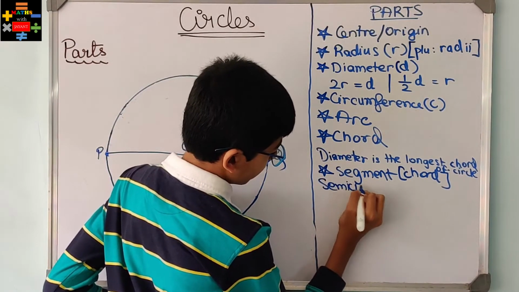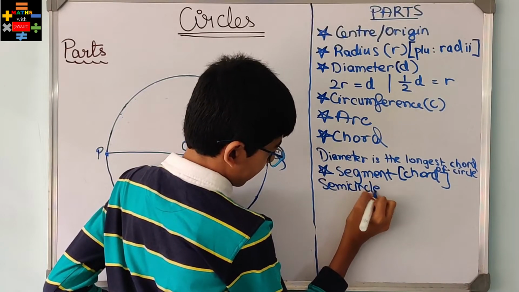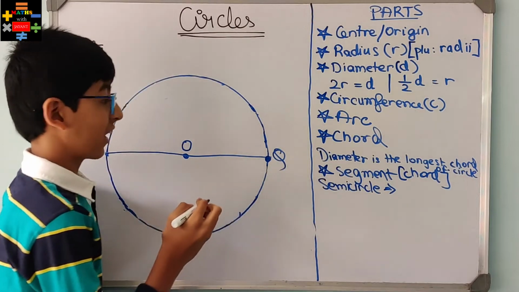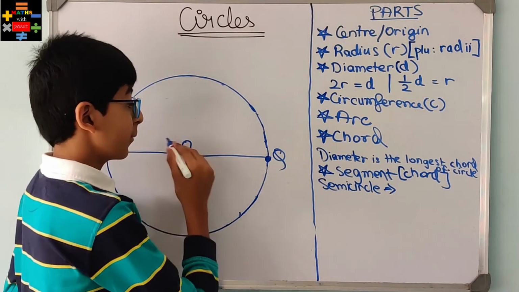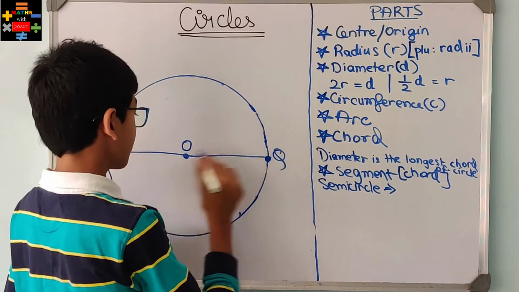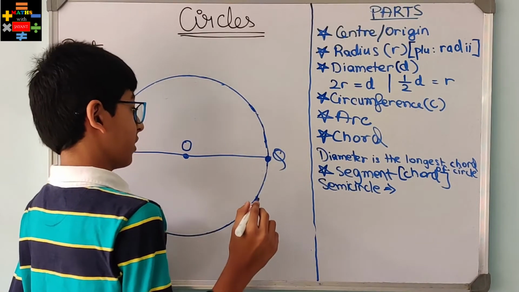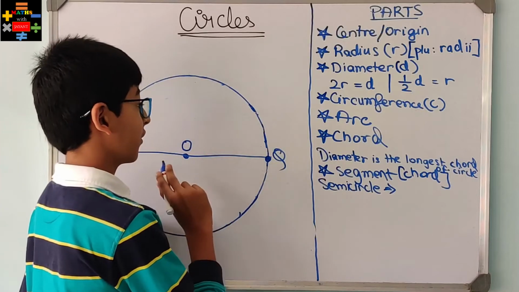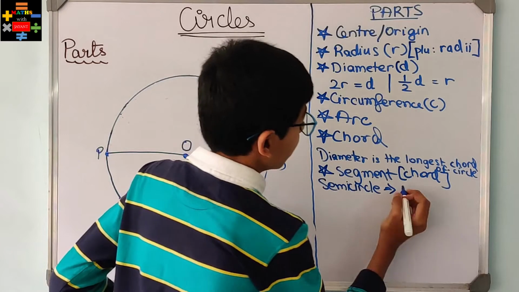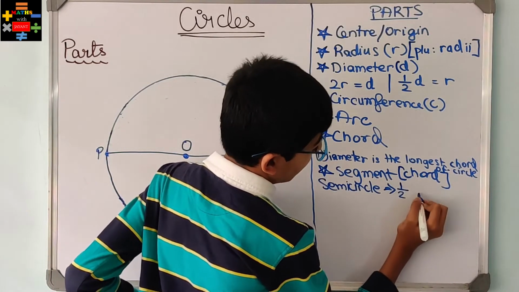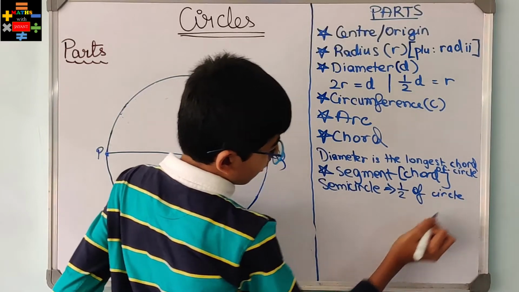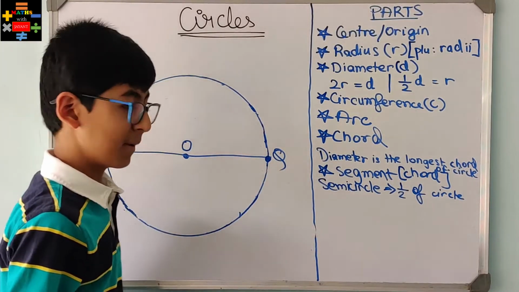Semicircle. Now let me ask you something. The semicircle is actually what? The semicircle is half of the whole circle, right? This is one semicircle, this is two semicircles. Therefore, one semicircle is occupying half the area of the circle. So a semicircle is half of a circle. So this is about semicircles.